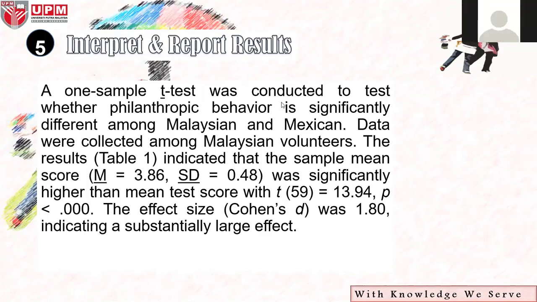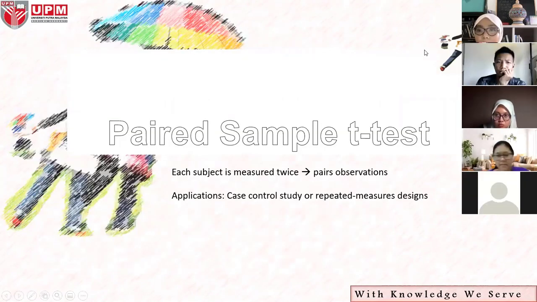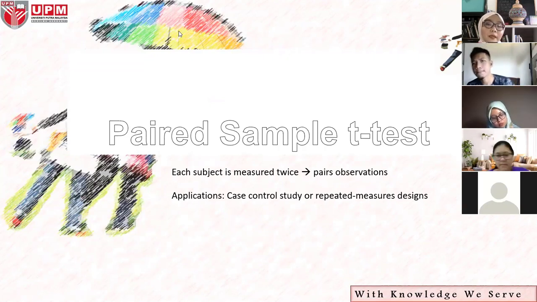Okay, sorry. And then the effect size by Cohen's D was 1.8, indicating a substantially large effect size. So this is how you can interpret your finding. It's nice, eh? Any questions so far? That is why the class is named data analysis and interpretation. We teach you how to run the analysis and how to interpret the result, both.